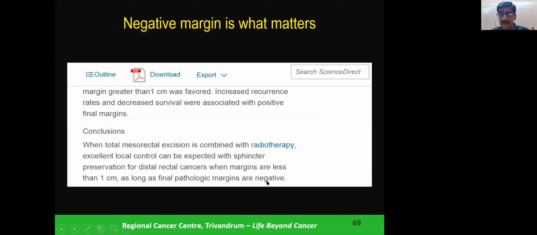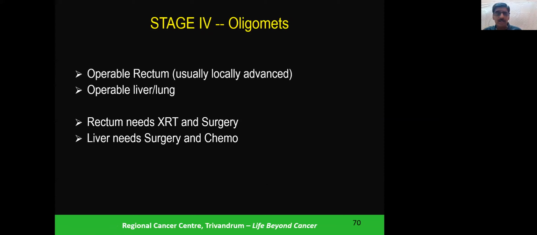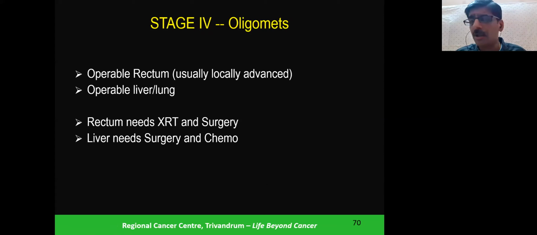Now, another topic that I would like to touch upon is how you would treat oligometastasis. Because at least in high volume centers, we come across a lot of patients presenting with rectal cancer with a single liver lesion or two liver lesions.